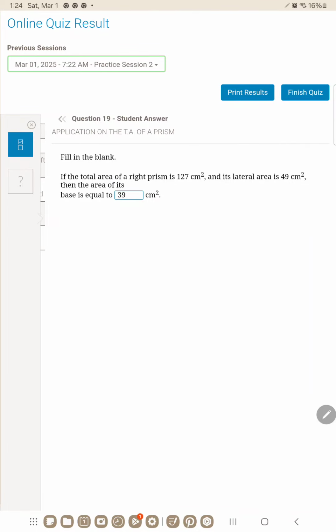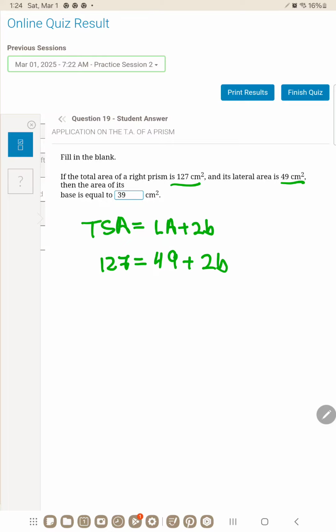So they gave us the total area of the right prism and the lateral area. Find the area of its base. For the prism, the total area is equal to lateral area plus 2 base. Our total surface area is 127. Our lateral area is 49. Now we need to find 2b. So 127 minus 49 gives us 78 equals 2b. b equals 39. And that's it.